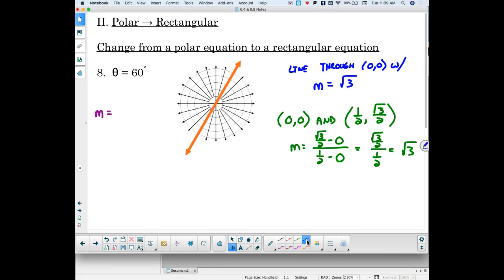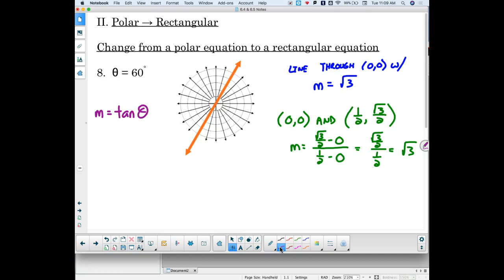Anybody come up with a shortcut? Maybe. Of? So the slope is the tangent of theta. Okay, so the tangent of my angle that I'm going through is the slope. Because the slope at 60 degrees is the square root of 3. Or excuse me, the tangent at 60 degrees is the square root of 3.